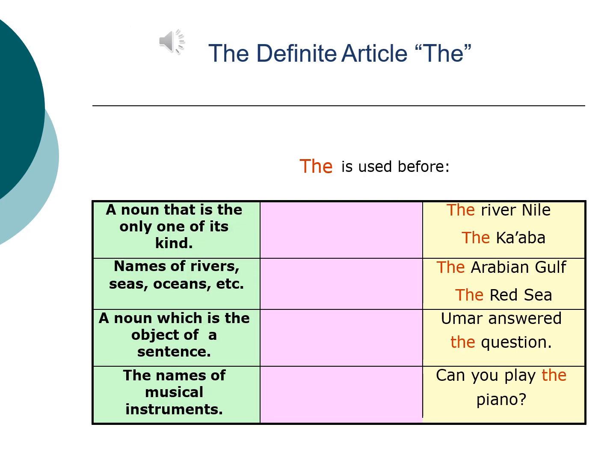The is used before a noun that is the only one of its kind. The river Nile. The Khyber. Names of rivers, seas, oceans, etc. The Arabian Gulf. The Red Sea. Also a noun which is the object of a sentence: Ali answered the question. The names of musical instruments: Can you play the piano?